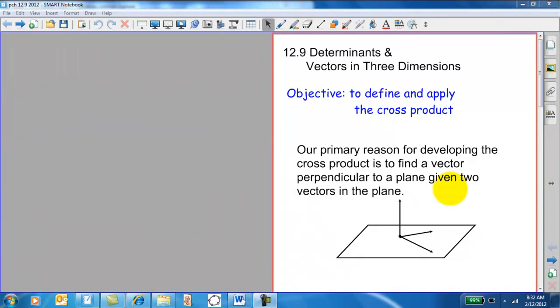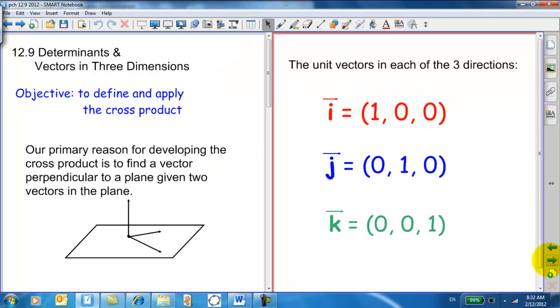Hello, pre-calc honors students. Here we are, the last topic in this chapter, 12.9, determinants and vectors in three dimensions. We're going to define and apply the cross product, which is mainly come up with so that you could have a vector perpendicular to the plane of another two vectors. That's eventually going to help us write equations of planes.